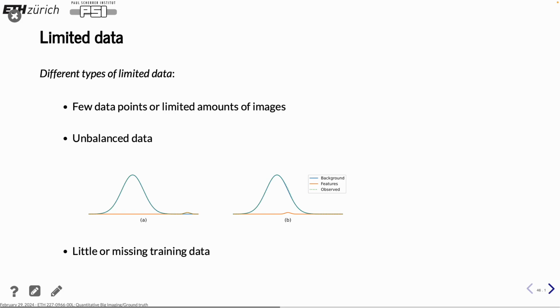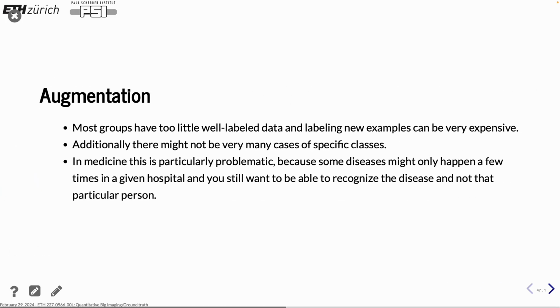Then, of course, you have little or missing training data. It could be incomplete in different ways. That's also a problem. If it's missing labels, you can of course sit down and produce more labels. But if you don't cover some special case, that could be bad. And in order to handle this, you can work with something called augmentation. And I think I'll talk about that after the break. So let's stop here now.